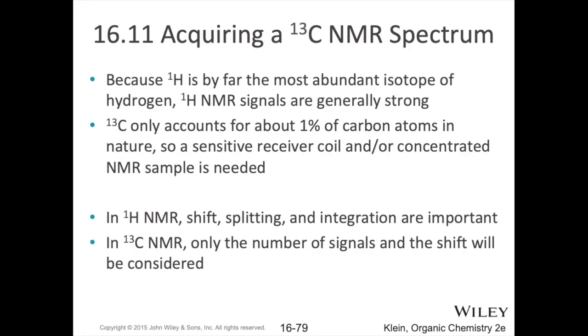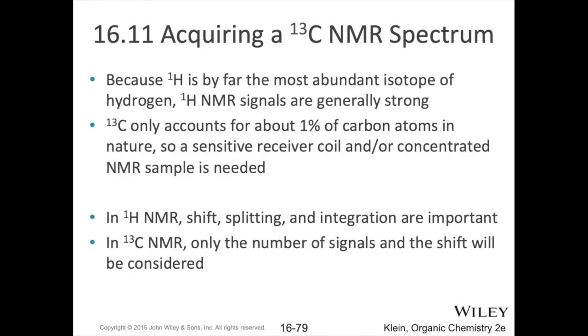Now, the reason for this is that carbon-13 is far less abundant than protons. While hydrogen-1 is the most common isotope of hydrogen, carbon is mostly carbon-12. Carbon-13 only accounts for about 1% of all carbon. So you need a very sensitive instrument and a concentrated sample, in addition to having your NMR machine work for a while to collect enough consistent data to give you a good spectrum.